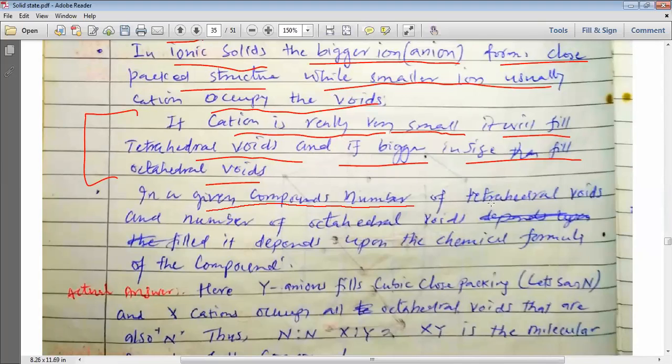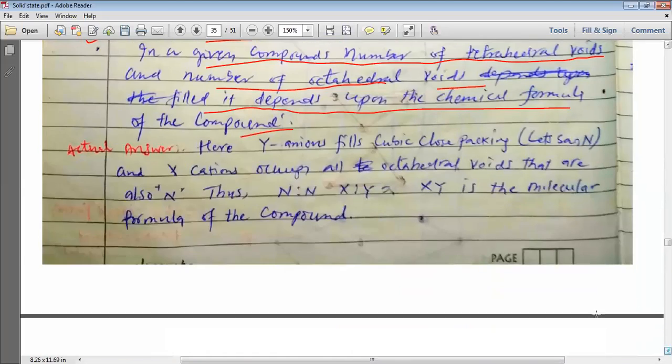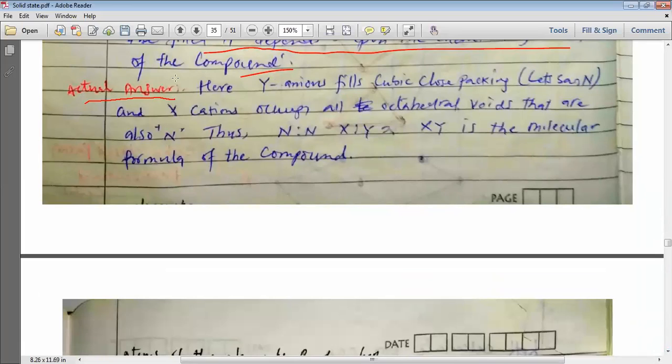In a given compound, the number of octahedral voids, the number of tetrahedral voids, and the number of octahedral voids filled depend upon the chemical formula of the compound. So let's move forward. Now the actual answer starts. This was all the theory for us. Now let us understand the answer.